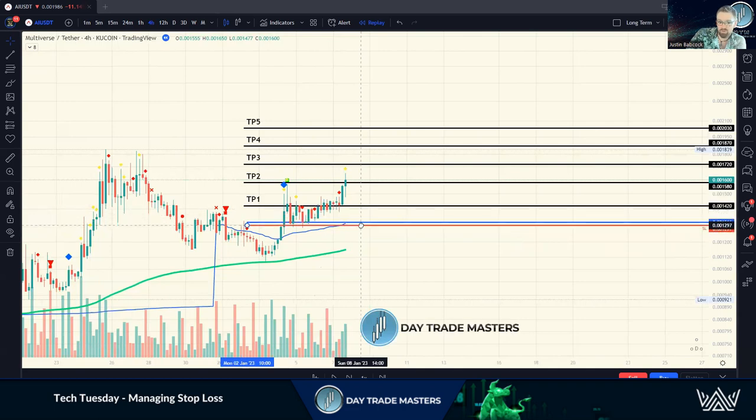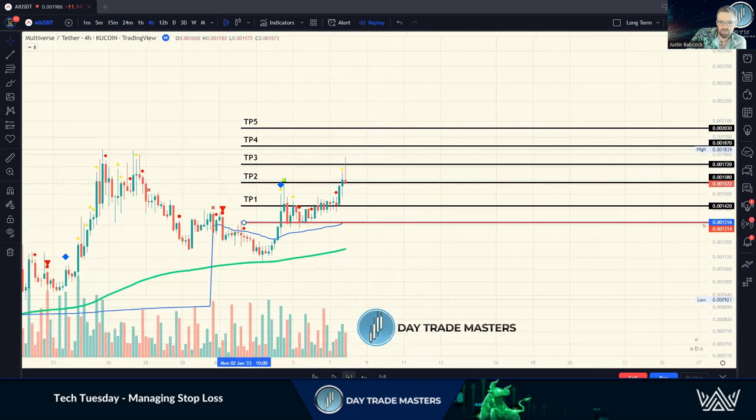Now, this one I'm going to bring up to entry, just looking at structure and supports. This is where I'm happy. I've sold 25% at TP1, 25% at TP2. I've got 25% sitting on TP3. And the last remainder of my coin is sitting on a stop loss for free because it's at my entry level. So let's see how this plays out.